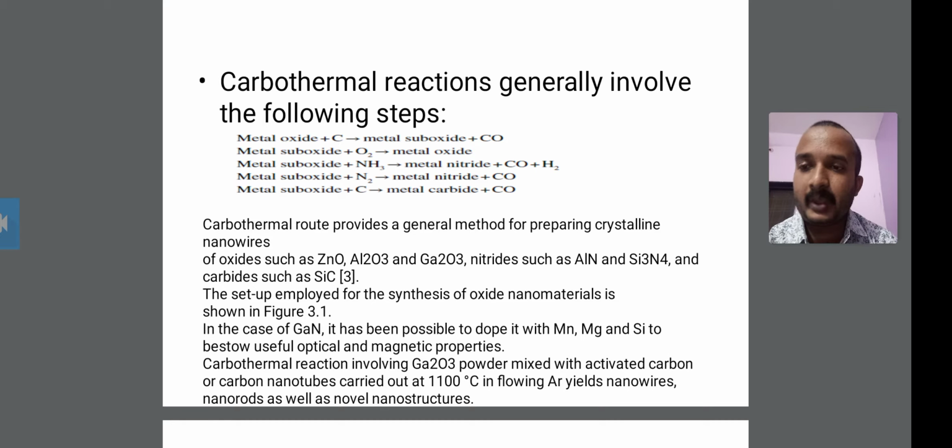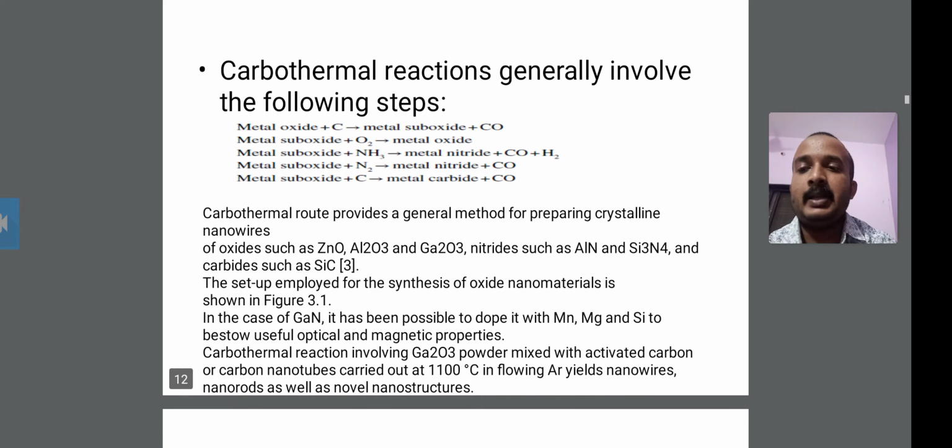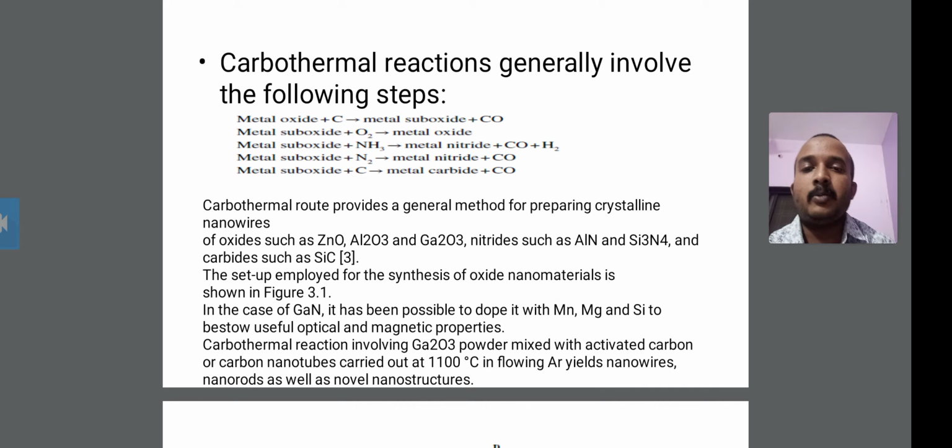The carbothermal route provides a general method for preparing crystalline nanowires. This means that to prepare crystalline nanowires, you have to use carbothermal routes. Nanowires of oxides such as zinc oxide, Al2O3, Ga2O3, nitrides such as AlN and Si3N4, and carbides such as silicon carbide are prepared by carbothermal routes.